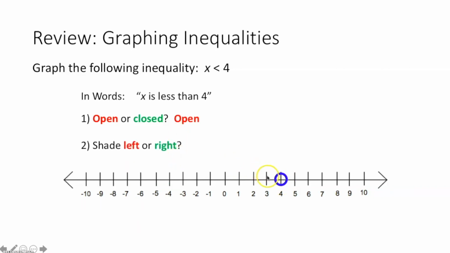Next, we have to decide, are we shading to the left or to the right? Well, that's where the words come in. X is less than 4. We want all the numbers less than 4. So 3, 2, 1, 0. So we're going to shade to the left.